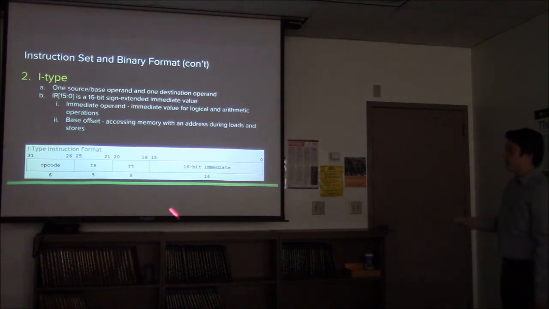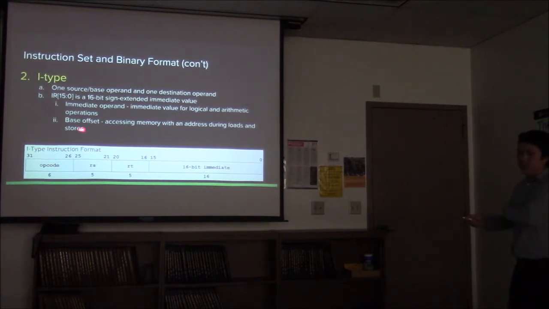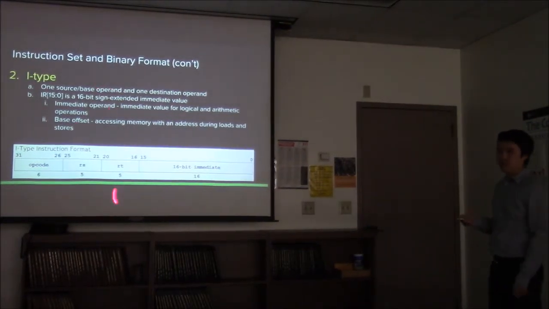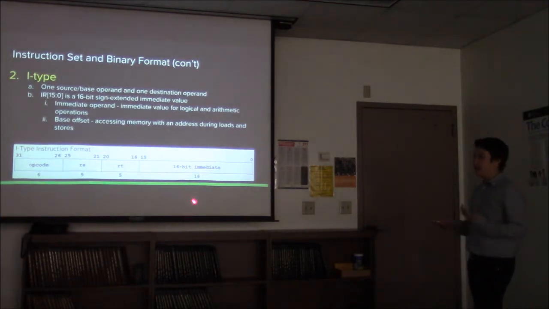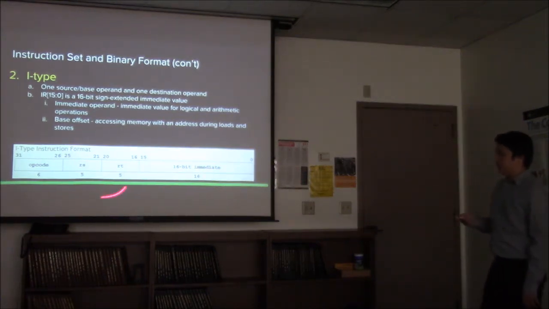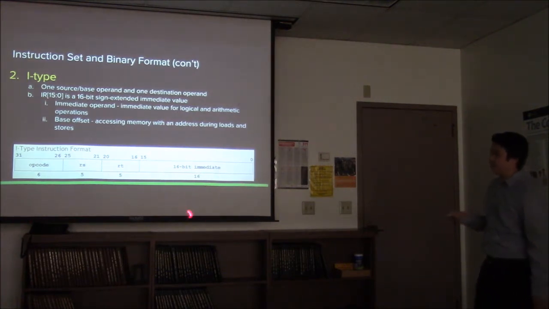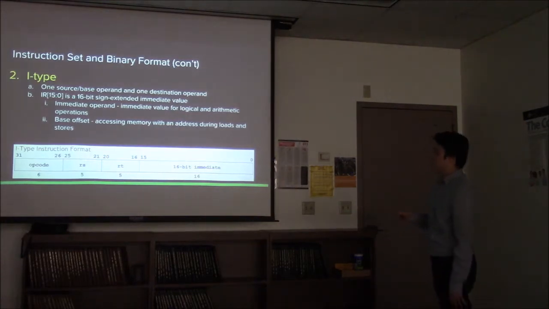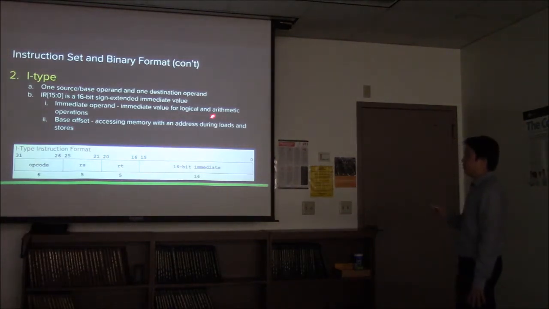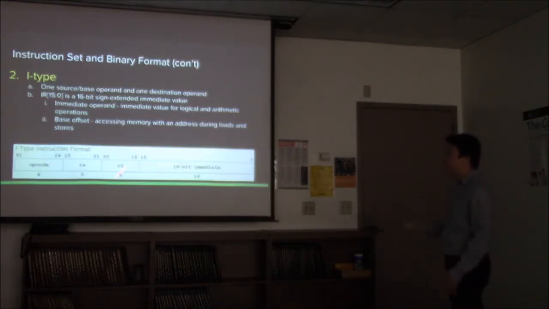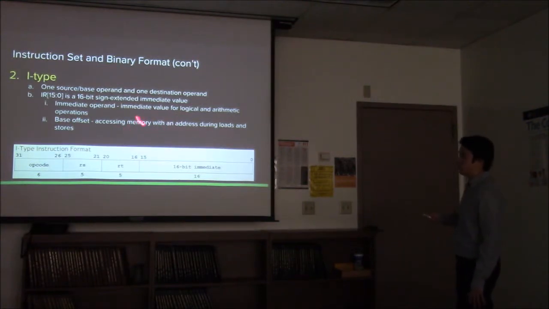Our second is I-type. The I-type has one base or source operand. The reason why I say source and base is because sometimes we will use I-types for load words and store words where we have an offset to our base effective address and we do an add to it. The 16-bit immediate value right here is what really defines the binary format of our I-type. And as I mentioned, there are two main uses: the logical and arithmetic operations where we do add immediates, subtract immediates, or to do a base offset for addressing memory.